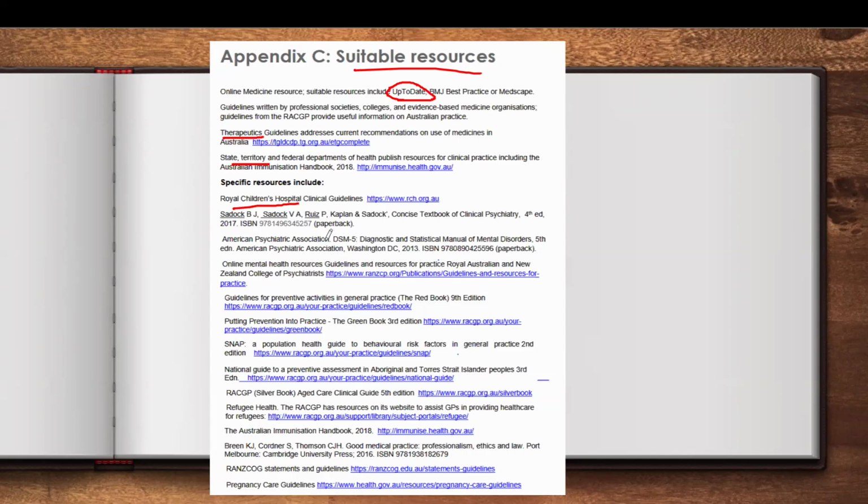Then RCH guidelines, the DSM-5 criteria, RANZCP, okay, the Red Book, and then you have RACGP, and then you have the Australian Immunisation Handbook and RANZCOG. So all of these guidelines are pretty much given by the AMC themselves. Okay.